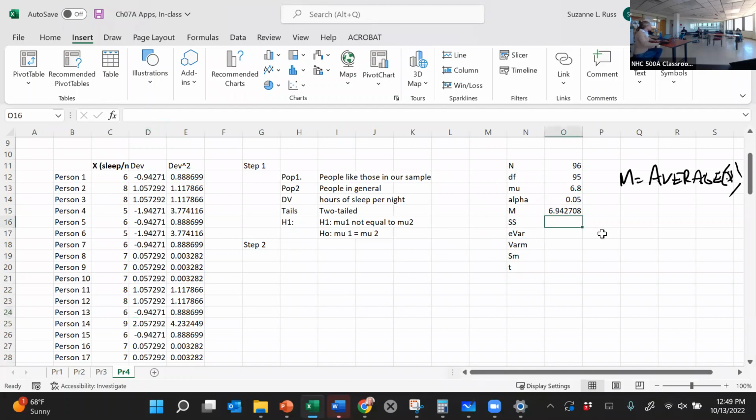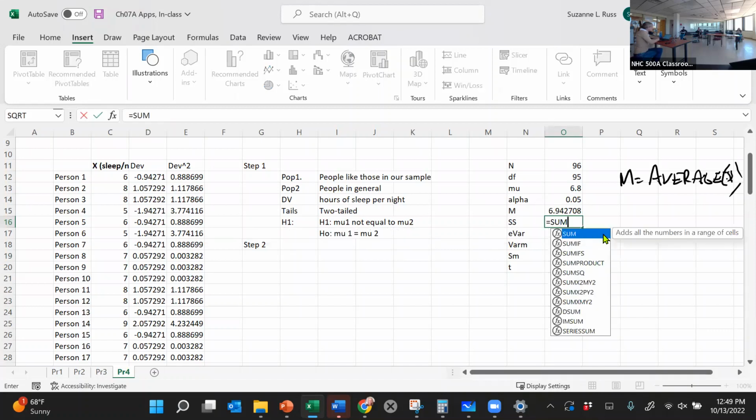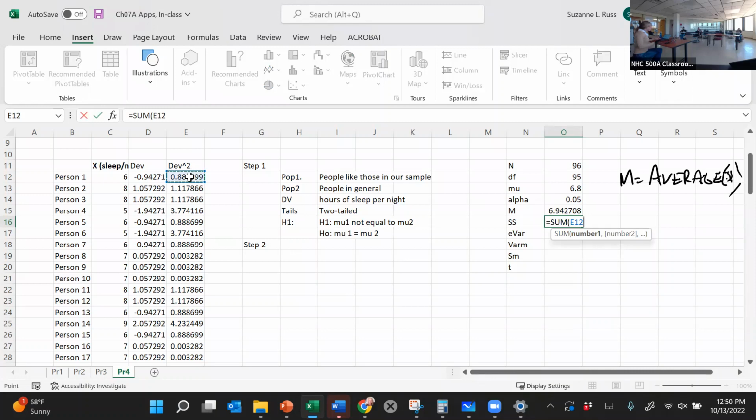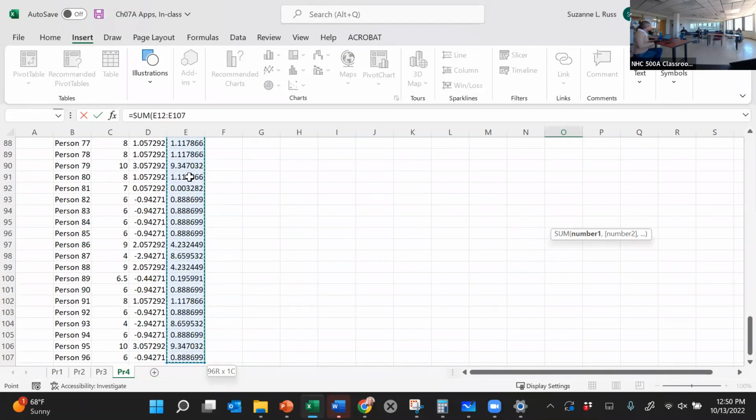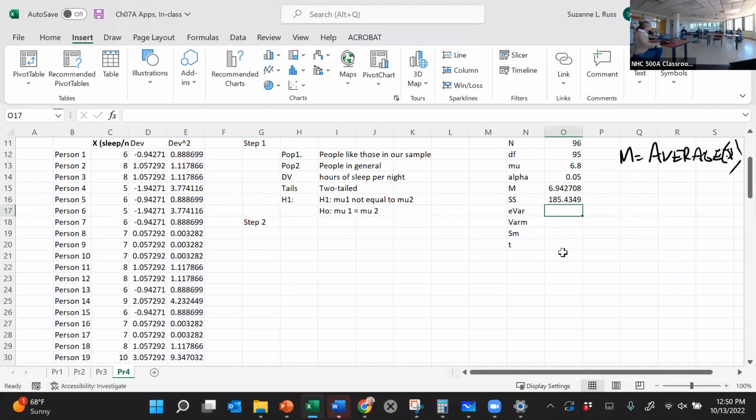Now, what do I do to get sum of squares? You add up all the squared deviations. Add up that column that says deviation squared. So let's type equals sum, and I'm going to click in the top cell. I'm going to hit Control Shift and the down arrow to select all of them and hit Enter. Just little shortcuts.